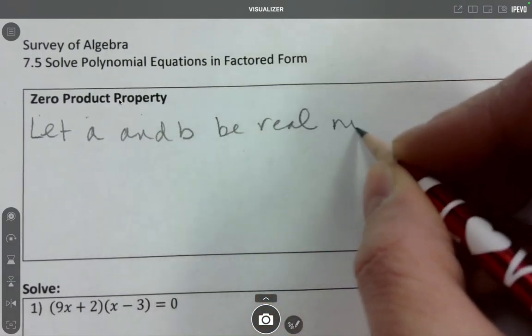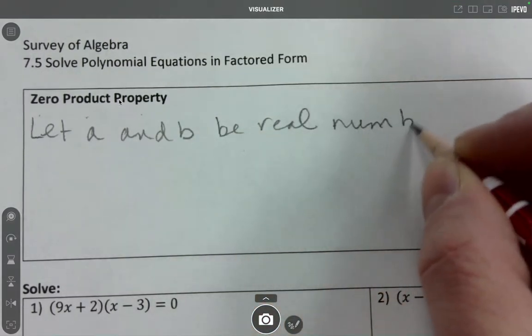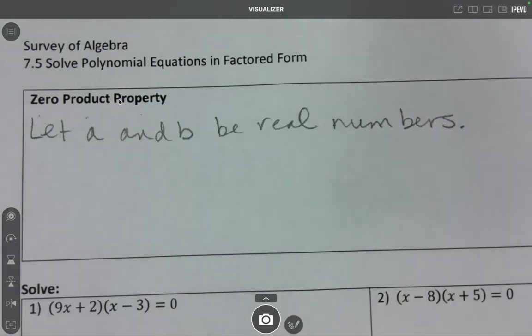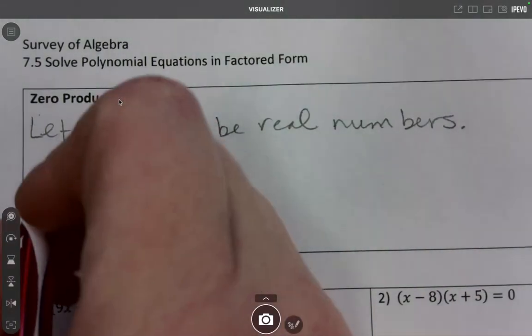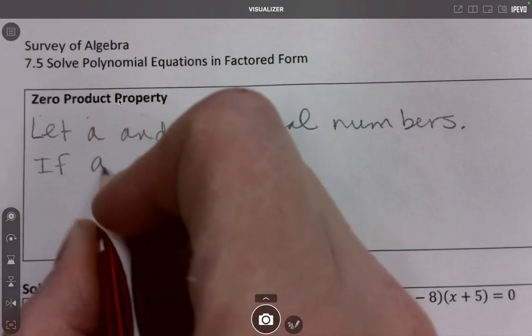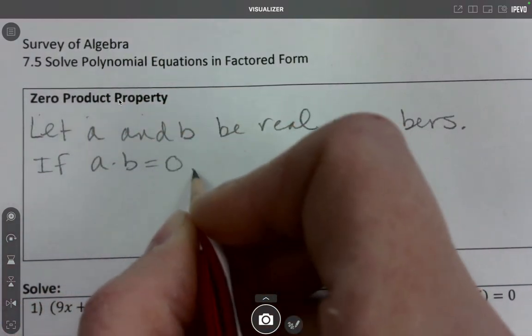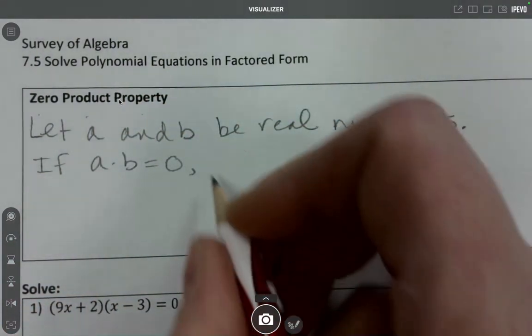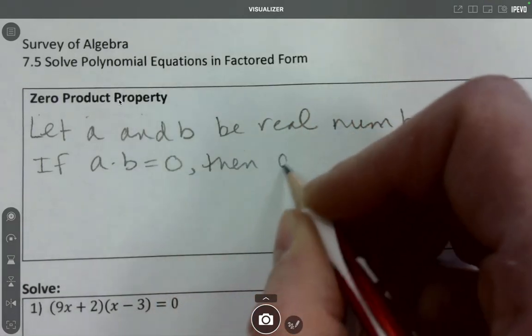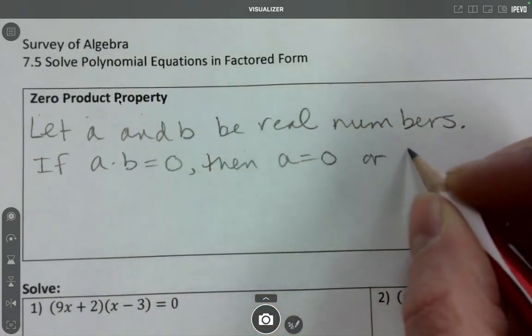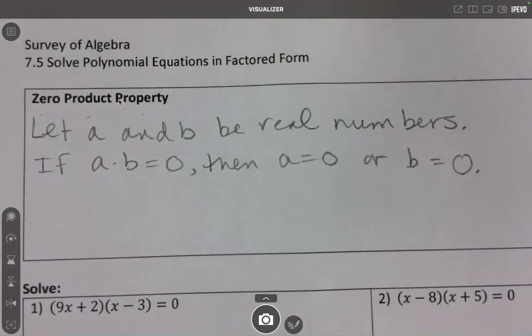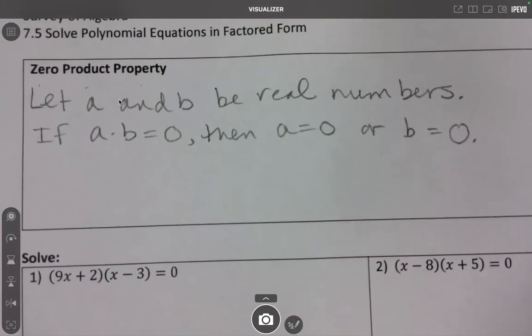I know, and you're probably thinking that sounds weird, but believe it or not, we do actually have a thing called imaginary numbers. If A times B equals 0, then A equals 0 or B equals 0. So let's see if we can understand what's going on with this property.